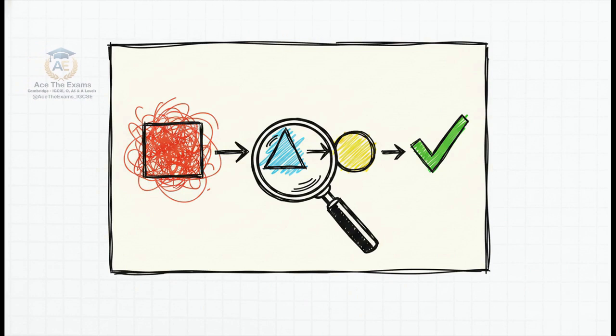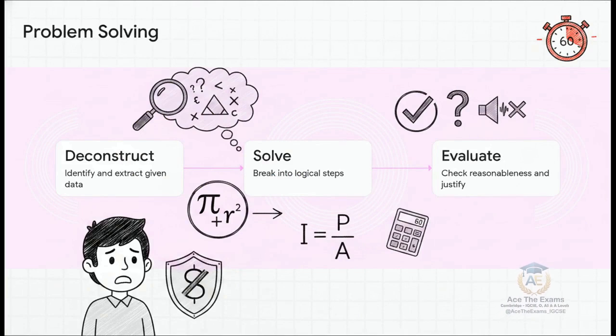The method-mark strategy dictates that your working out is essentially a story. It's a logical narrative proving to the examiner that you didn't just guess the answer, but you mathematically and conceptually derived it step by step. This is exactly why cutting the filler and keeping the action in your written response is so vital to your success. So whenever you tackle a complex physics problem, you must apply this precise deconstruct, solve, evaluate methodology to absolutely guarantee you get those method marks.